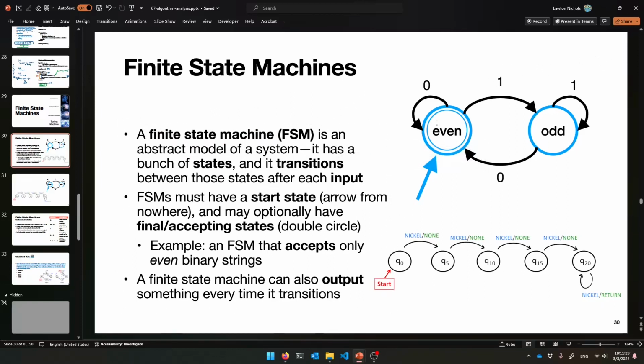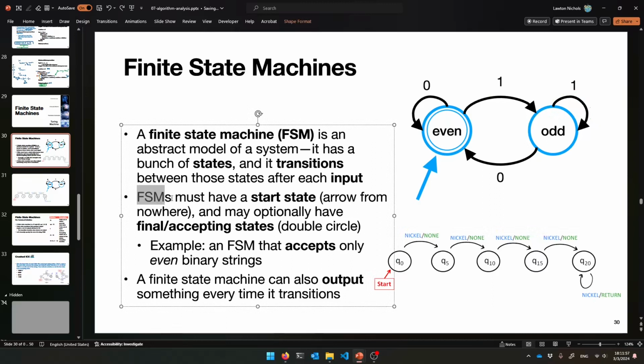All right, so every circle is a state. So even and odd are states. And then inputs are along these lines. If you see a 0 as input, it will keep it in even. Or if you see a 1, it'll move it to odd. Or if you were in odd and you see a 1, you'll keep it in odd. If you see another 0, now you're in even. Okay, so it's circles and arrows. It's transitioning. Potentially there might be output as well. That's what this one is showing.